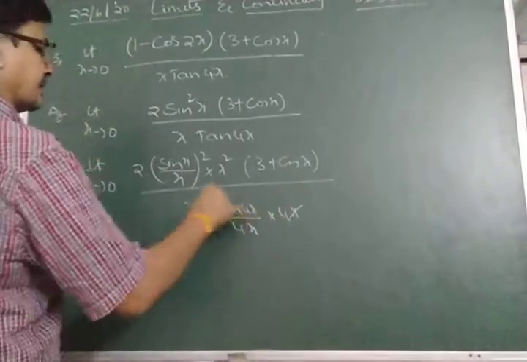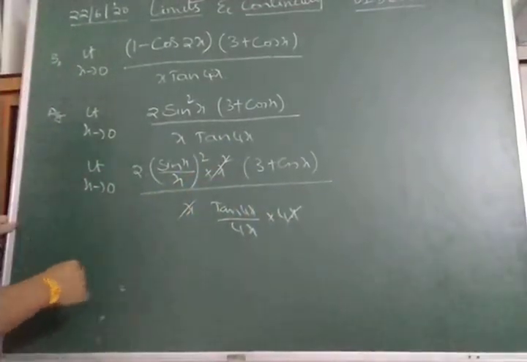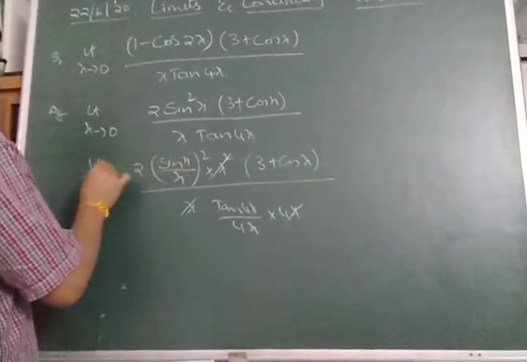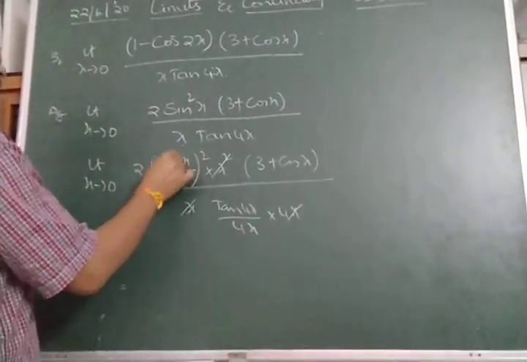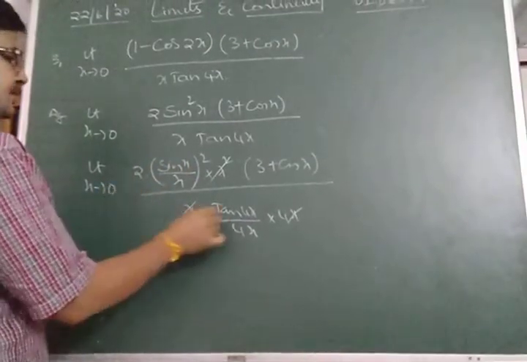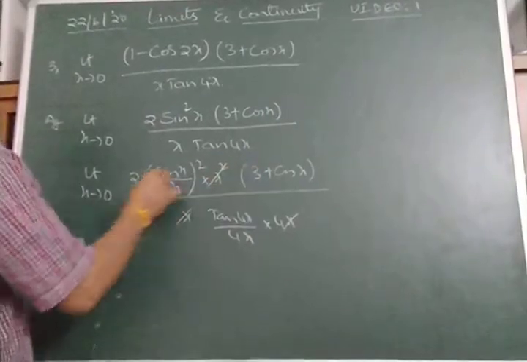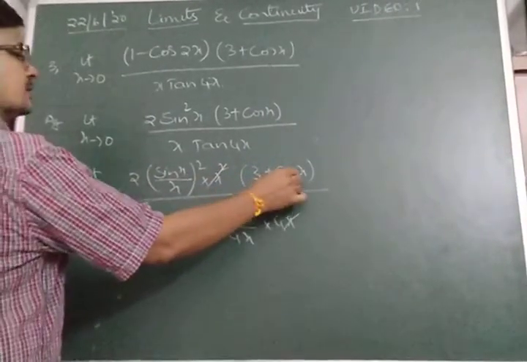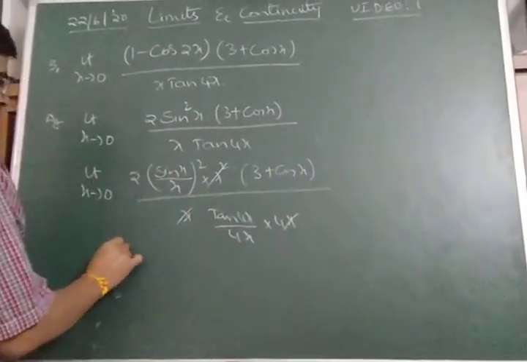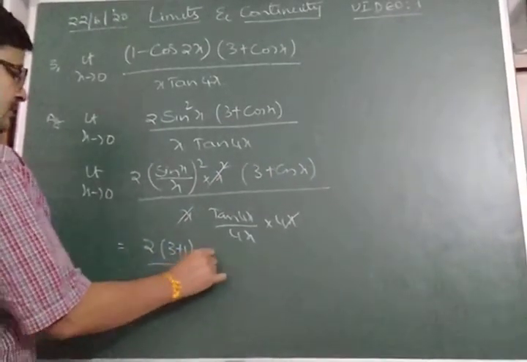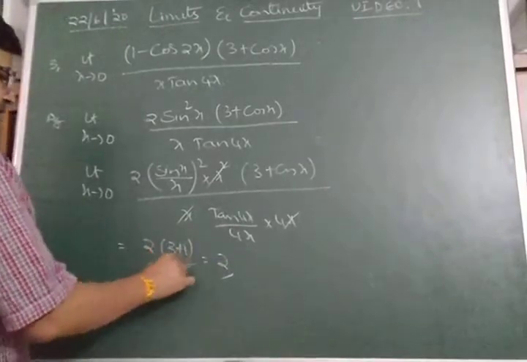x into x is x square, which is cancelled. Now this is of the form sin theta by theta, so it is 1. Limit x tends to 0, sin x by x is 1, and limit x tends to 0, tan 4x by 4x is also 1. Now limit x tends to 0, cos of 0 is 1. So that is equal to 2 into (3 plus 1) by 4, that is equal to 2. 4 cancels.